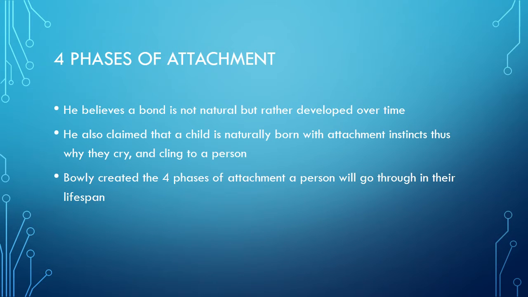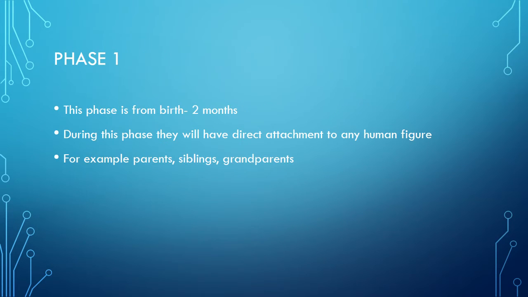4 phases of attachment. Bowlby believed a bond is not natural, but rather developed over time. He also claimed that a child is naturally born with attachment instincts, thus why they cry and cling to a person. Bowlby created the 4 phases of attachment a person will go through in their lifespan.